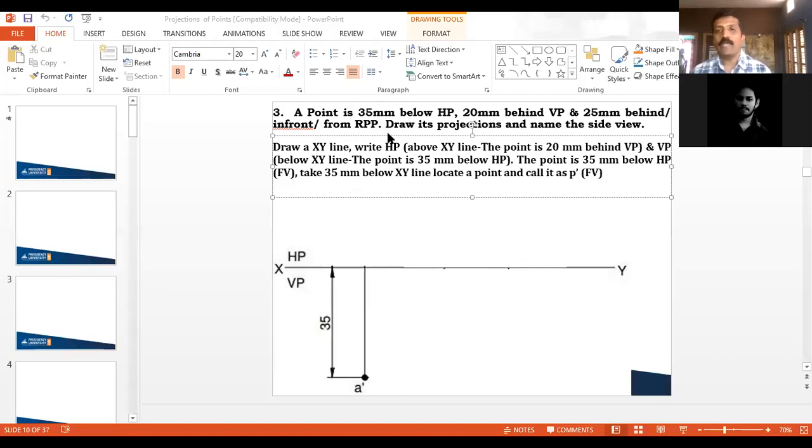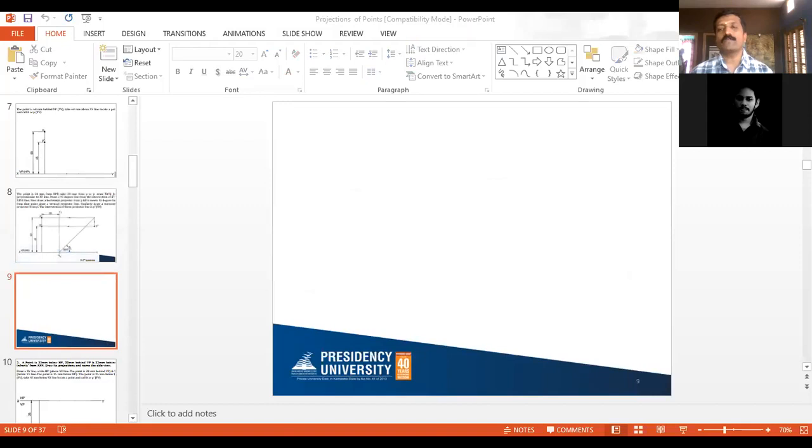So before starting exercises, let me give some more hints for you. Above HP means while drawing it, we have to draw it above XY line. Below HP means while drawing projection, we should take below XY line. Similarly, in front of VP means we need to draw below XY line. Behind VP means we need to draw above XY line. Similarly, some more clues I'll give. Always the HP information, whether it is above HP or below HP, will give you the front view information. Similarly, the VP information, that is in front of VP or behind VP, will give you the top view information.